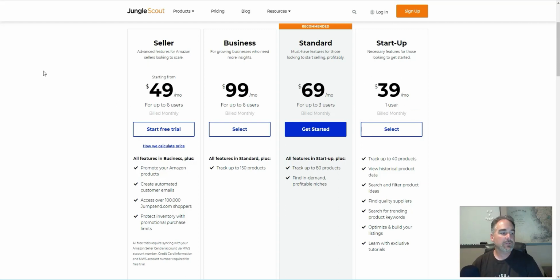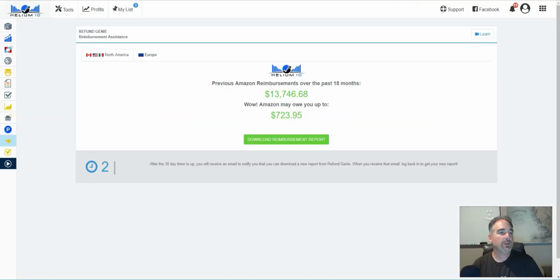But here's one thing that I actually forgot to go over earlier that you definitely need to consider, because you look at this and you're like, okay, that's about a $57 a month difference. That's quite an amount of difference. But once again, just this Refund Genie alone is finding $120 a month for us. So that's something to consider.